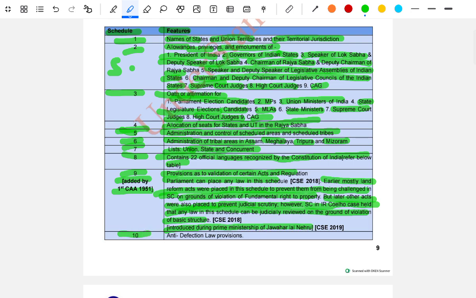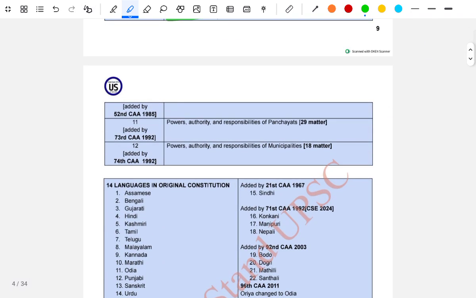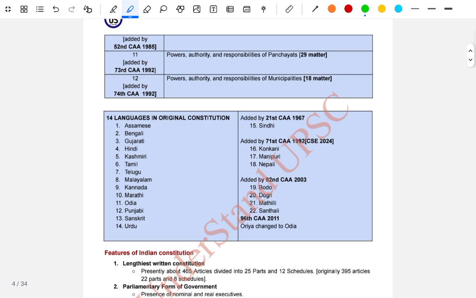Schedule 10, anti-defection law provisions, added by the 52nd Constitutional Amendment Act 1985. Schedule 11, added by the 73rd Constitutional Amendment Act 1992, powers, authority and responsibility of the Panchayats. Schedule 12, added by the 74th Constitutional Amendment Act 1992, powers, authority and responsibility of the municipalities, 18 matters.